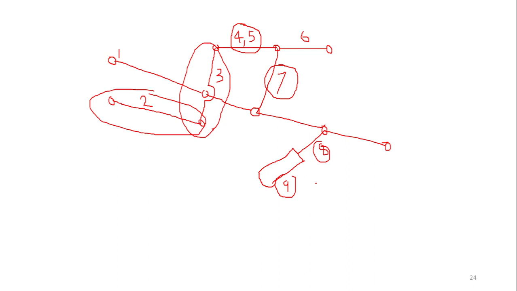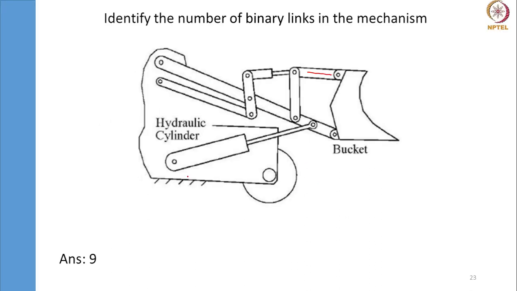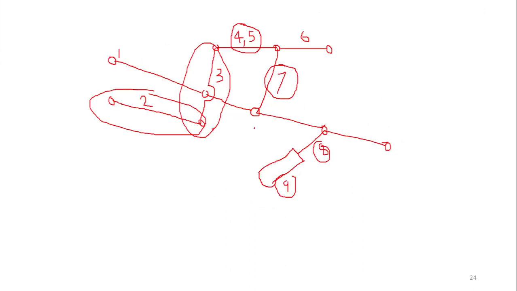Any questions here? Sir, link number 3, isn't it a ternary link? No, it is not a ternary link. Is it because it's connecting with three other links, right? No, that's the reason it is not shown as a direct joint here. That's why I have shown it in this fashion. It is not connected to the link here. Okay, that's a binary link, not a ternary link.